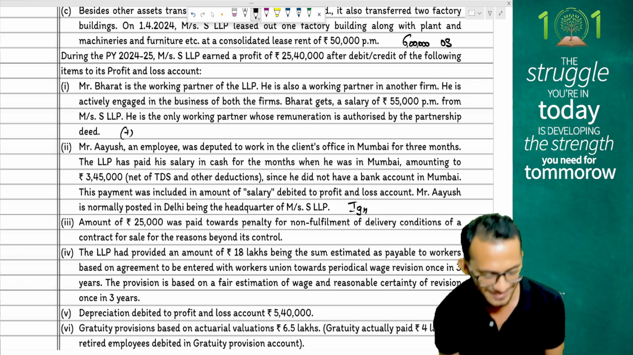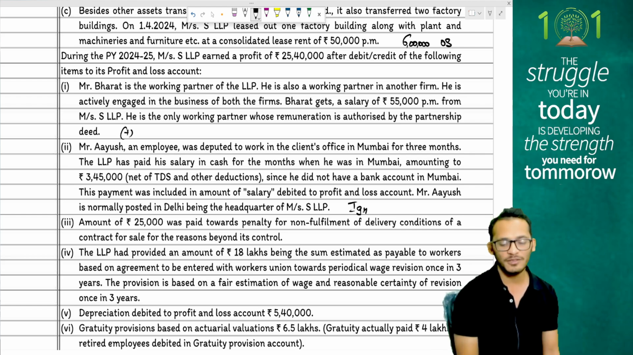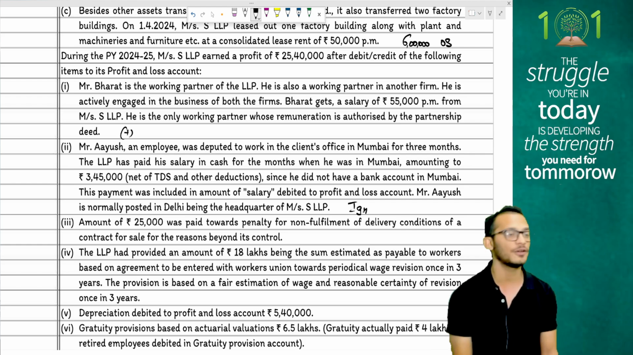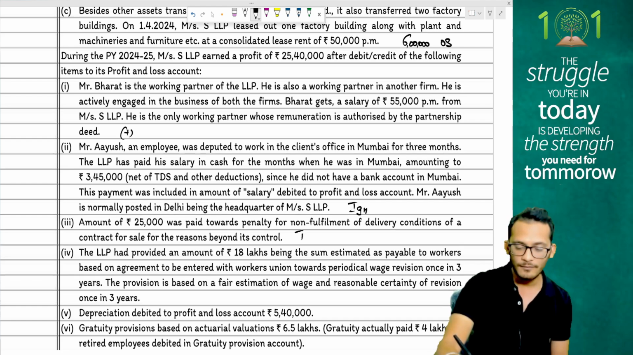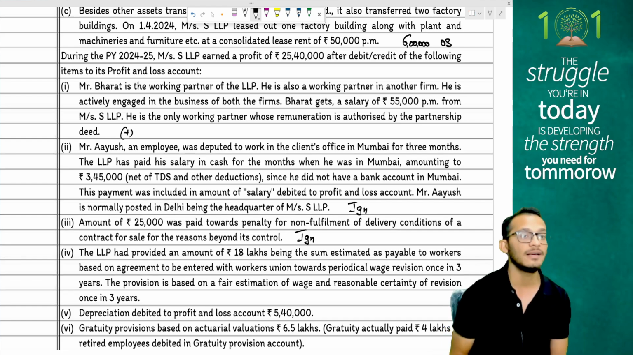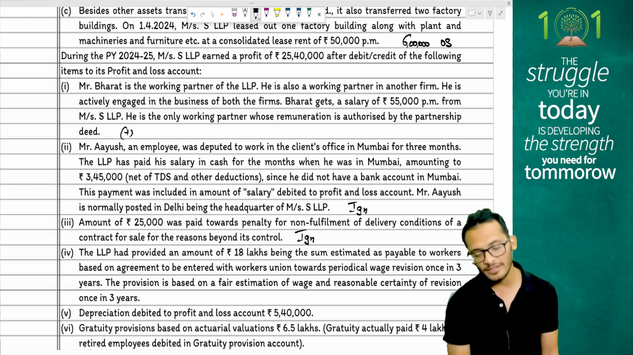Next, an amount of 25,000 was paid towards penalty for non-fulfillment of delivery conditions of a contract of sale for reasons beyond its control. I paid a penalty under a contract. This is ignored. I am only disallowing penalties under the offense of a law.